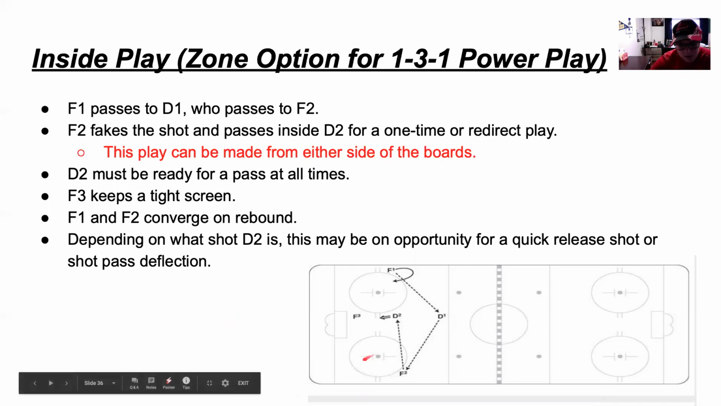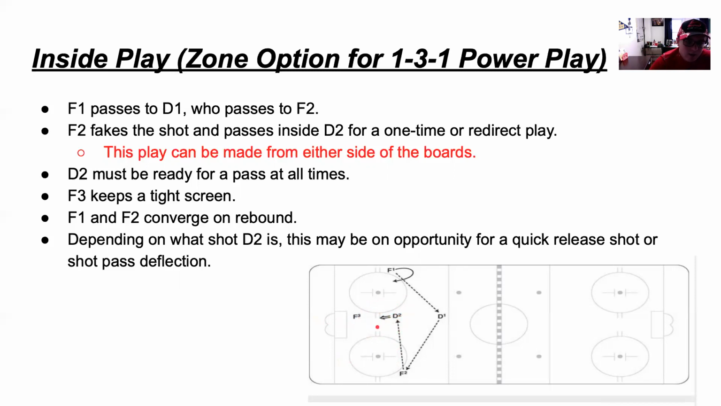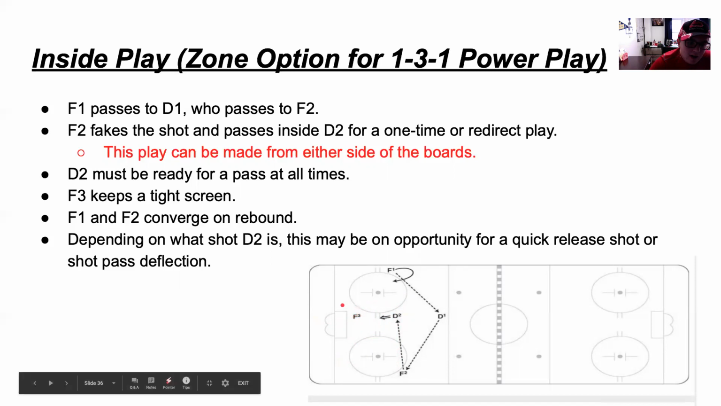So let's take a look. F1 passes to D1, who passes to F2. F2 is going to look for fake passes. Fake pass back to D1, but actually make an actual pass to D2, and D2 will make that one-timer. And D2 must be ready, must be open at all times for that one-timer. So F3 is going to make that screen still. F1 and F2 after that pass will come down for the rebound. Okay.